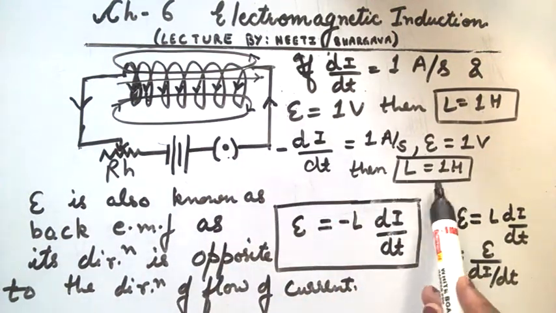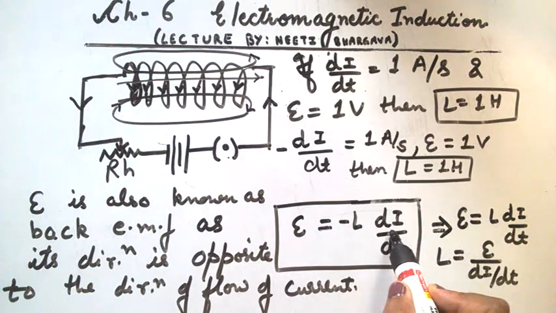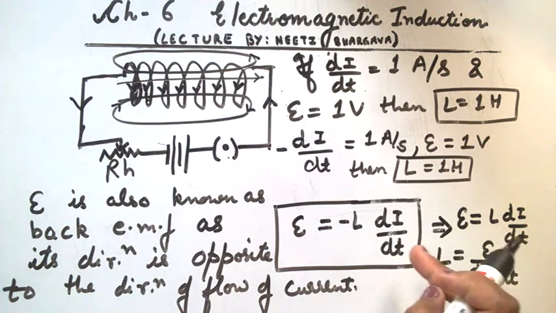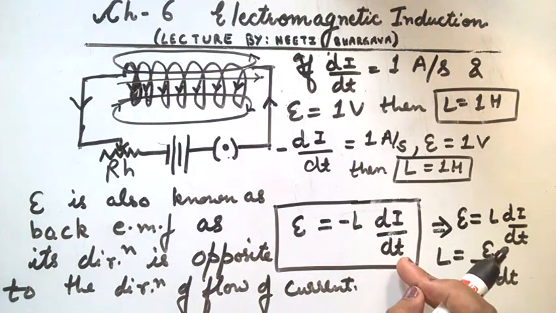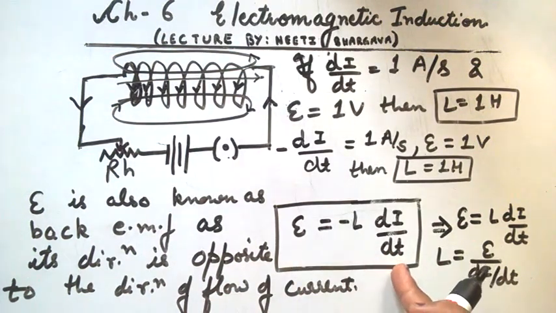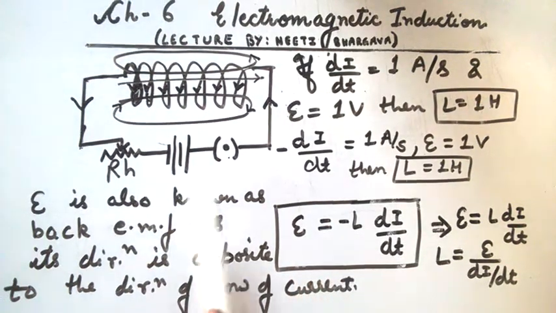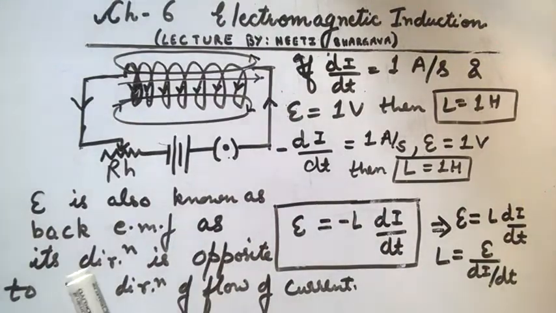Thus we can say that the direction of self-induced EMF is always opposite to the direction of current. When there is an increase in the current, it opposes that increase, and when there is a decrease in current, it also opposes that decrease. This EMF tries to stabilize the current.